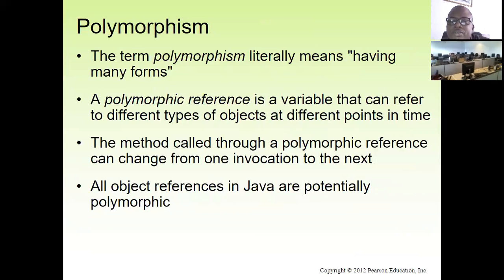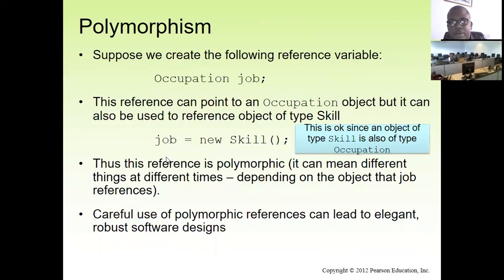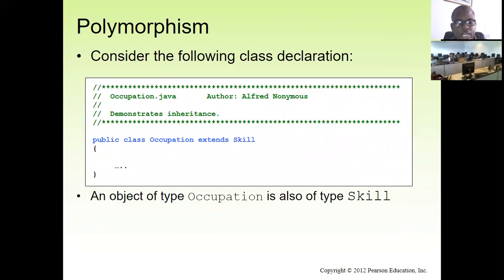So a polymorphic reference is a variable that can refer to different types of objects at different points in time. The method called through a polymorphic reference can change from one invocation to the next, and therefore all object references in Java are potentially polymorphic. Interesting stuff. So consider the following class declaration. We have a class called occupation that extends skill.